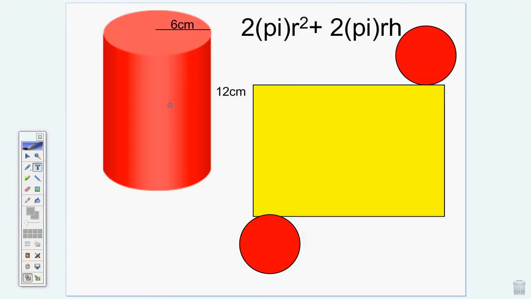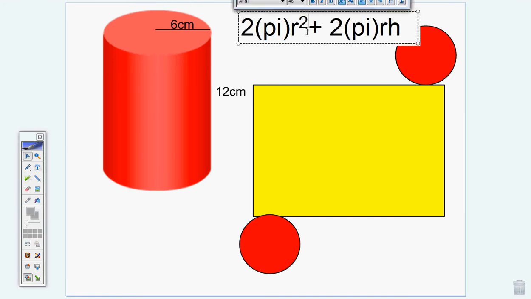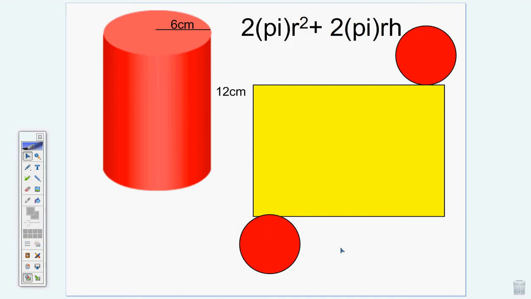Moving on. We have a cylinder, the surface area of a cylinder. I'm going to take 2 pi r squared plus 2 pi rh. Well, where do I get that? Right here, 2 pi r squared, so that's representing the two circles, 2 pi r squared.